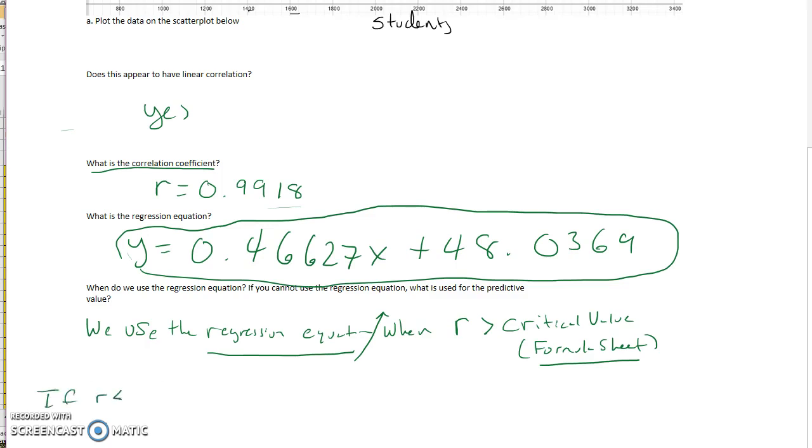If R is less than your critical value, use the mean of the Y values. Or another way to say this, we'll use another symbol, Y bar. Just like X bar is the mean of your X values or your sample mean, Y bar will be the mean of your Y values.